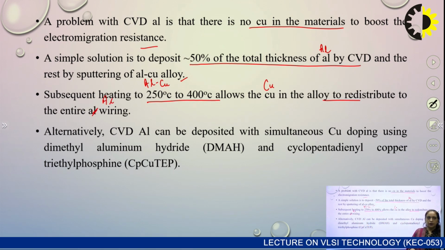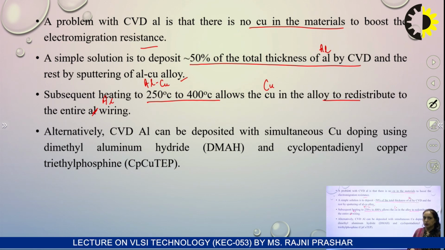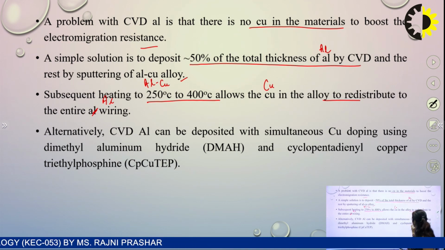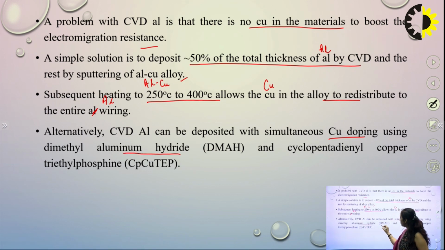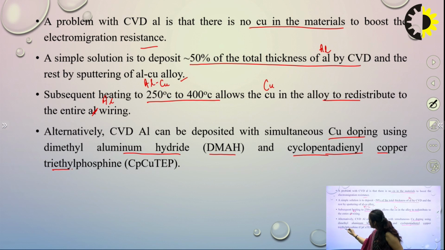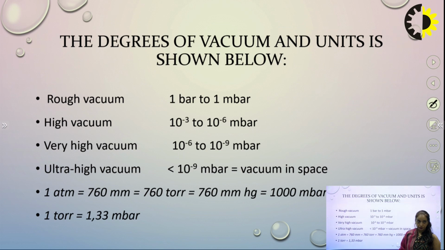Alternatively, this CVD aluminum can be deposited with simultaneous copper doping using dimethyl aluminum hydride, DMAH, and cyclopentadienyl copper triethyl phosphine, CpCuTEP. So by using these precursors, we can also deposit the aluminum.